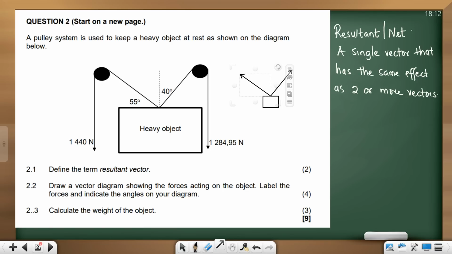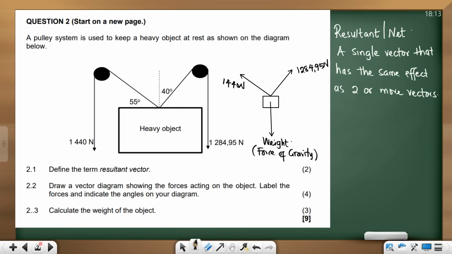But this object has a mass. And if it has a mass, it must have what? A weight. And if it's a vector diagram, the weight comes from the center. And we label this as the weight, or the force of gravity. And what is this force? 1,284.95 newtons. What is this force? 1440 newtons.